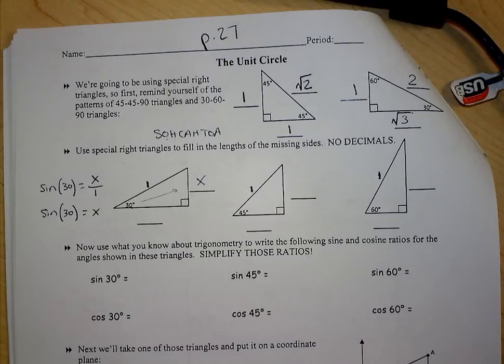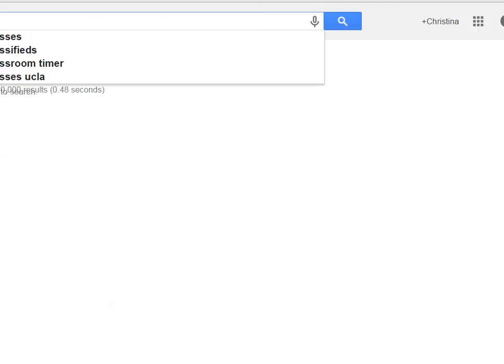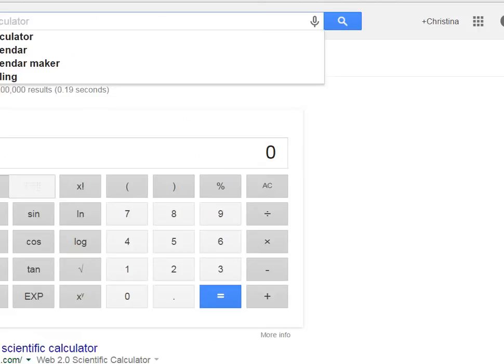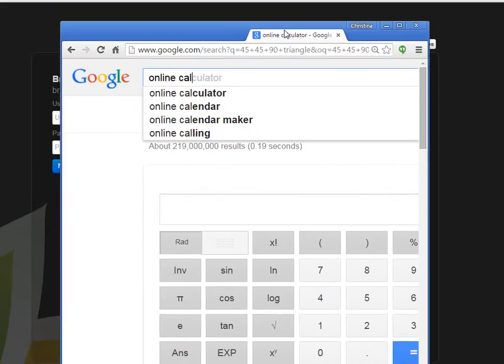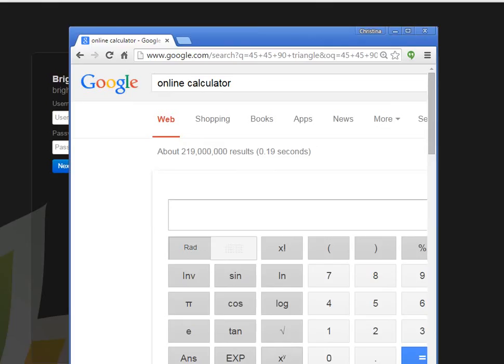It depends on what calculator you want to use. I can use an online calculator, plugging in sine of 30. Make sure that, see how it says RAD? This needs to say degrees. For some reason, the default on this online calculator is always RAD. That stands for radians. You always, always, always have to click this so it says degrees.